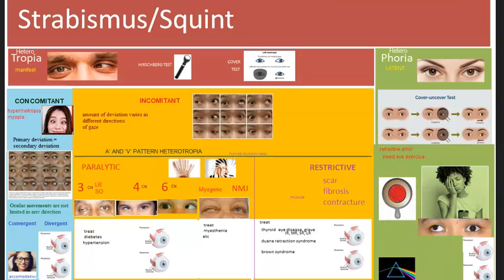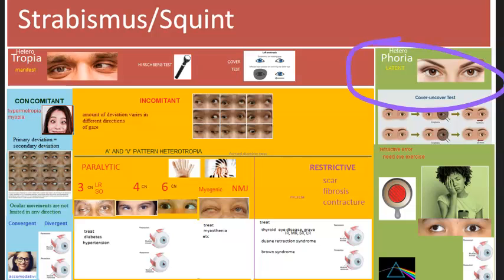Hello people, let's look at the classification of squint or strabismus in a very easy language. So you have heterotropia and you have heterophoria. Heterotropia means it is manifest. It has manifested. You can see it clearly. Okay, this is manifested. So this is heterotropia. Now what is heterophoria?